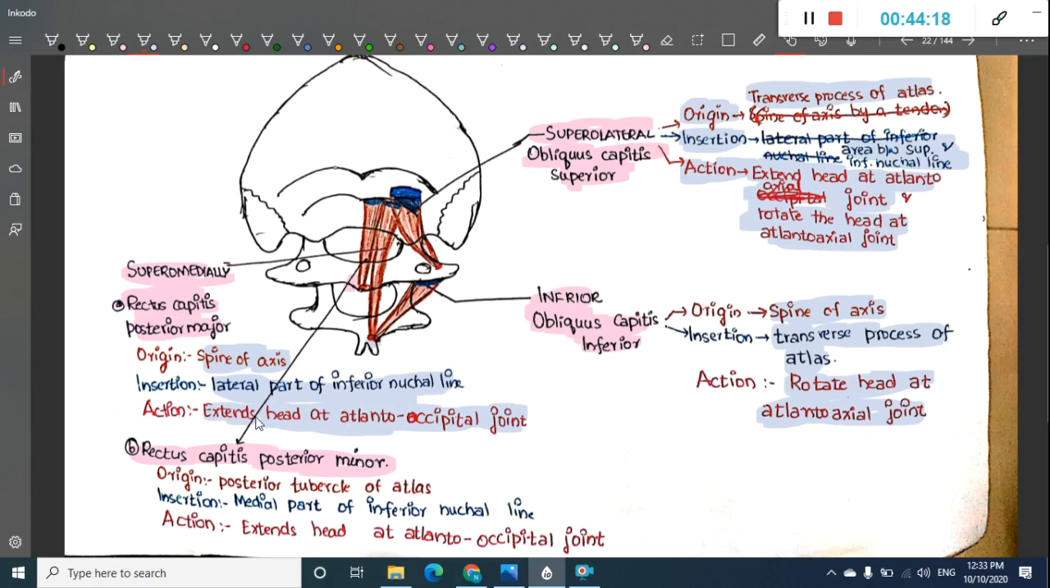Then rectus capitis posterior minor originates from the posterior tubercle of atlas. This is atlas, right? And where does it get inserted? It gets inserted into the medial part of the inferior nuchal line. It will also extend the head at the atlanto-occipital joint.